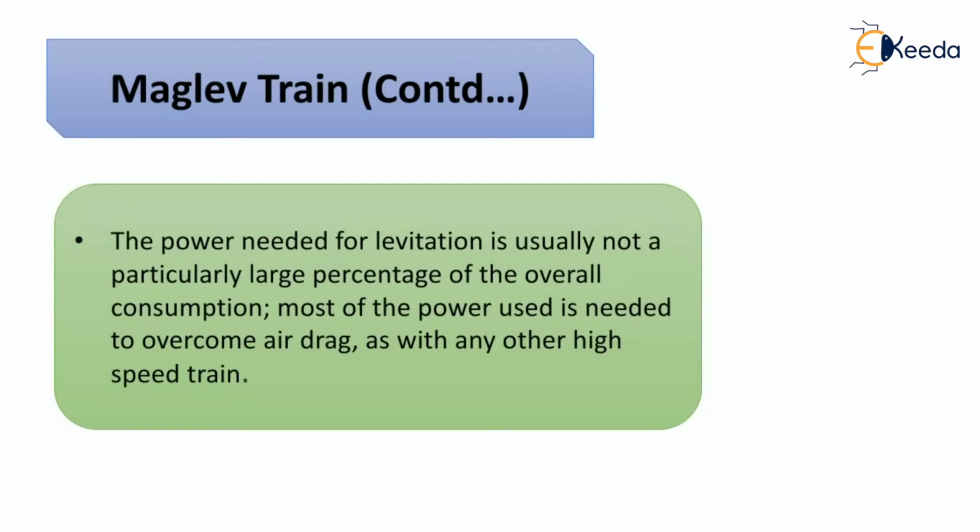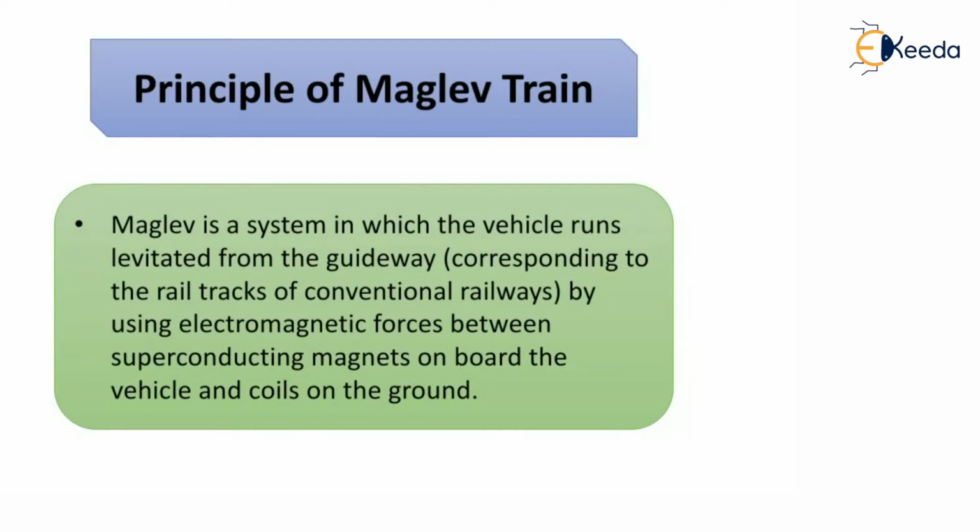The power needed for the levitation is usually not a particularly large percentage of overall consumption. Most of the power is needed to overcome air drag. Now the principle. It is a system in which the vehicle runs levitated from the guideway by using electromagnetic forces between the superconducting magnets on board the vehicle and coils on the ground.